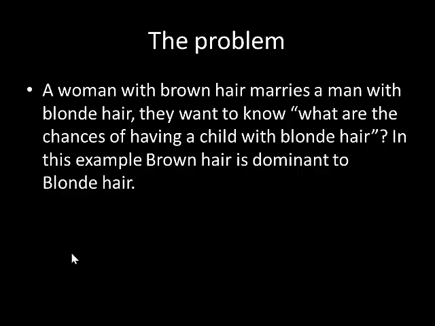So here goes the problem again. A woman with brown hair marries a man with blonde hair. They want to know, what are the chances of having a child with blonde hair? In this example, brown hair is dominant to blonde hair. Alright, so let's go first, setting up the Punnett square.